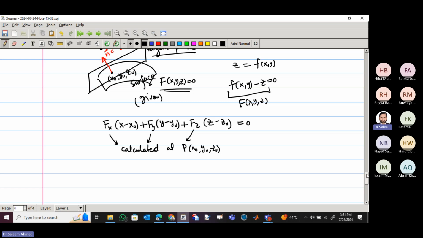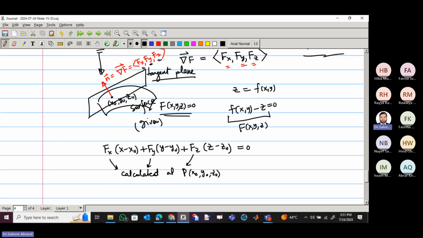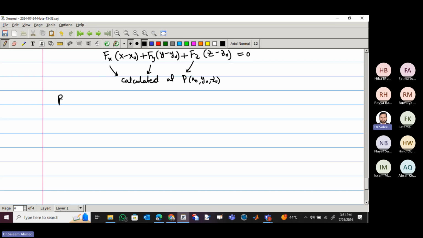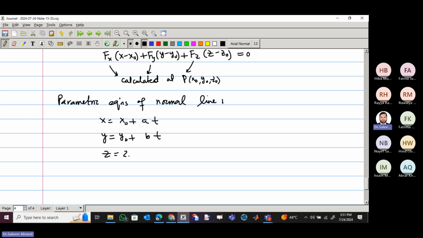And if I ask you what is the equation of the normal line here, then the parametric equations of the normal line are x is equal to x naught plus at, y is equal to y naught plus bt, z is equal to z naught plus ct. You remember this from chapter 11. But now we know that a, b, c are fx, fy, fz, so we can just put fx, fy, fz here. So these are very simple questions from 13.7. And the value of t is any real number.